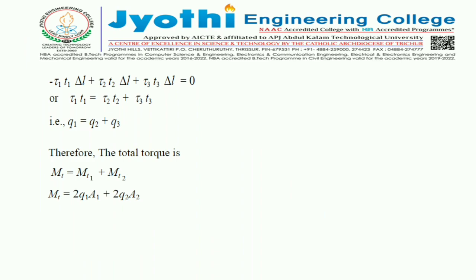From this equation, we can see that shear flow is equivalent to fluid flow dividing itself into two streams. So, from this equation, we compare shear flow to a fluid flow in a tube. The total torque in these two multiple sections is given by total torque T is equal to Mt1 plus Mt2. Therefore, that is equal to 2q1A1 plus 2q2A2.